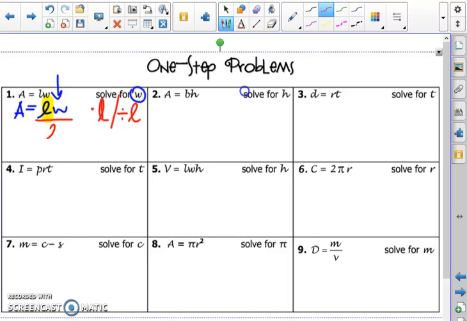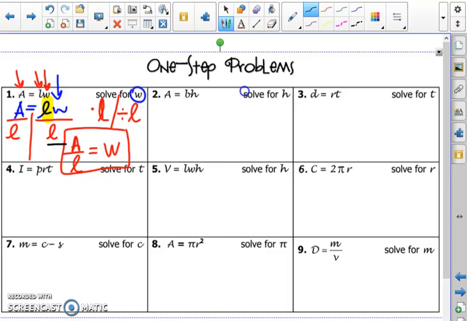So we're going to do that. Divide by L on both sides. And we're left with A over L is equal to W. And that's our answer for number 1. So notice how we started with 1, 2, 3 different terms. How many terms did we end with? Well, we ended with 1, 2, 3 different terms. So when you have multivariable or literal equations, you're not really getting rid of the variables, you're just moving them around according to algebraic operations.